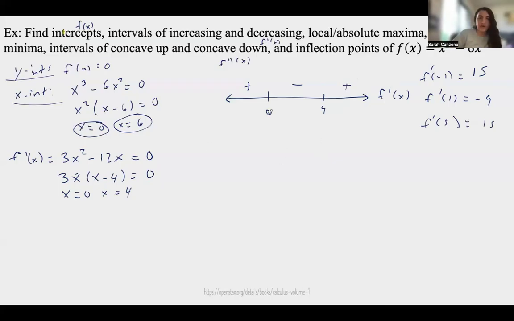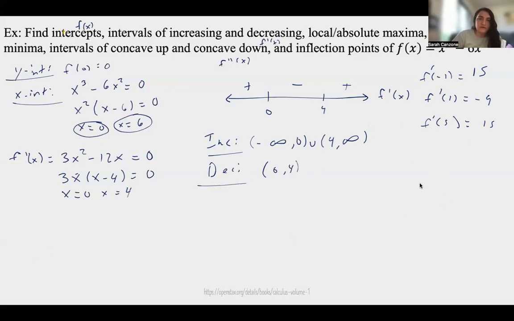So now what I have is we are increasing from, we have 2 sets, so we're going to use our union. We may have seen that when we were talking about domain. We haven't seen that in a little while. So we're increasing here from negative infinity to 0, and we're going to say union because we're also increasing here from 4 to positive infinity. We're only decreasing in one interval, and that's going to be 0 to 4.